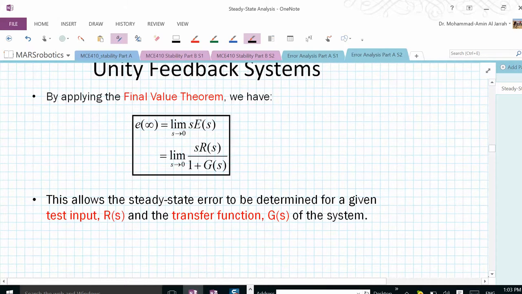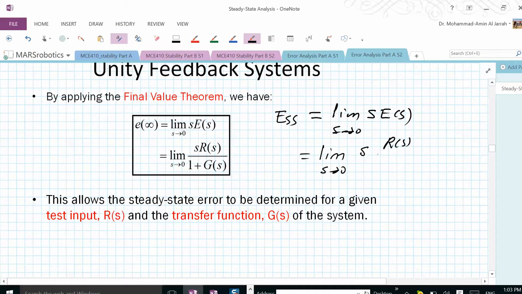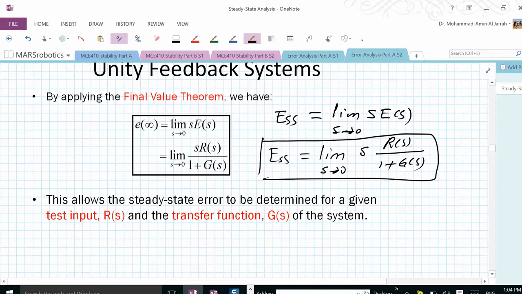So now we use the final value theorem to find ESS. The steady state error equals the limit as s goes to 0 of s times E of s, which is the limit as s goes to 0 of s times R of s over 1 plus G of s. This is the definition of the error in general for any input. R of s is still a generic input.